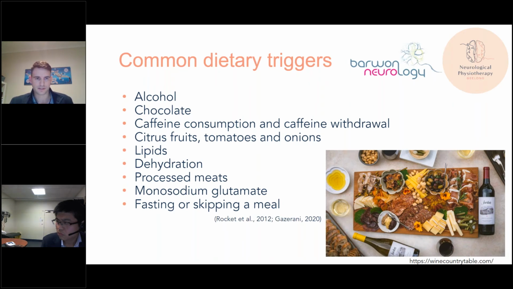Citrus fruits, tomatoes, onions, high fats. Again, high baseline consumption increases the frequency of migraines. Dehydration, processed meats, MSG, and the key one is skipping a meal.